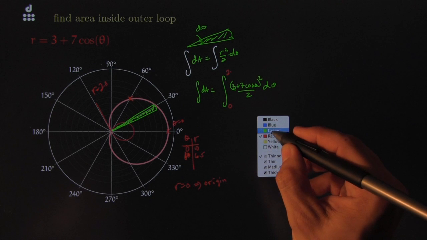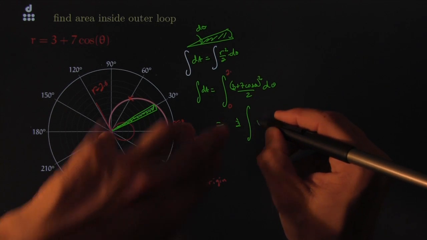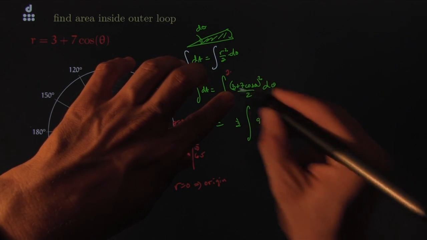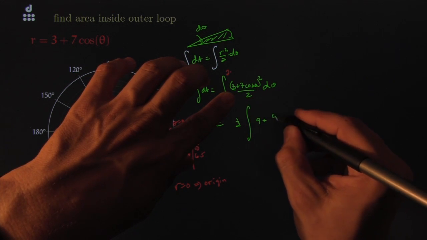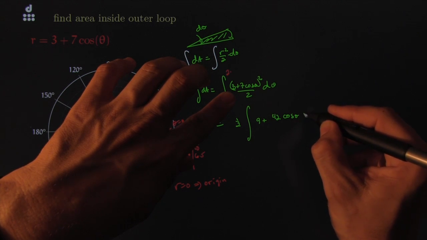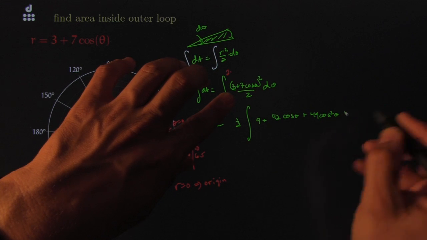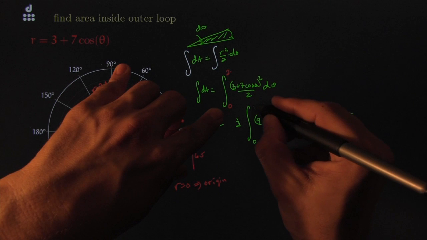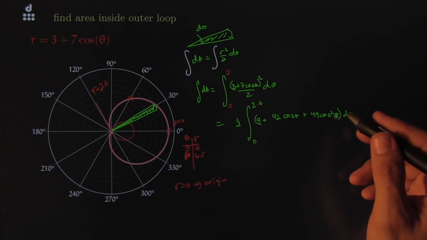To do that is not so bad. All right, we did it before. This was 1/2 times the integral of 3 squared, which would be 9, and 21, I think I did that incorrectly last time, that's 21 times 2, that would be 42 times cosine theta, plus 49 times cosine squared theta, and all this times d theta, and all that going from 0 to 2.0 radians. And then the rest of that is quite easy.